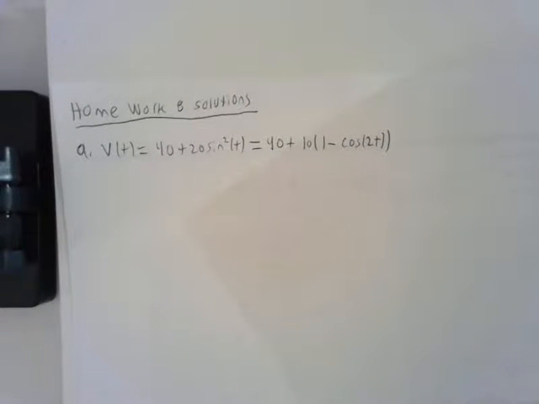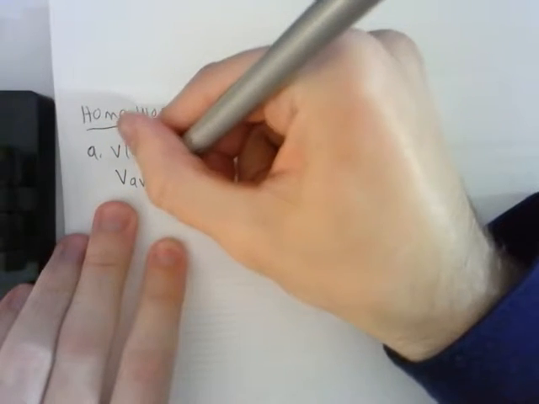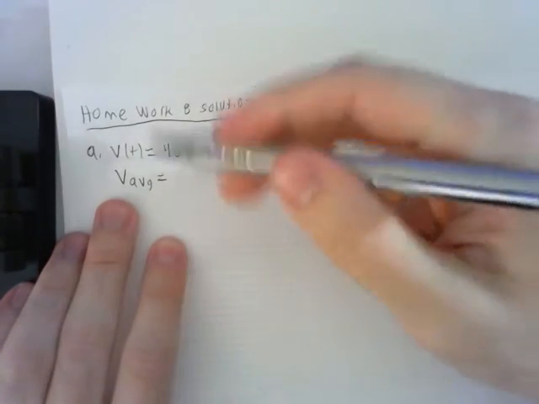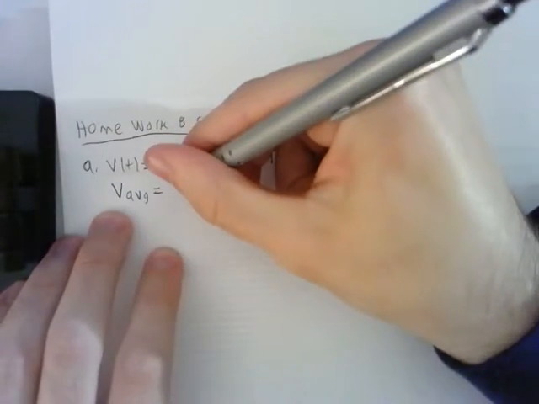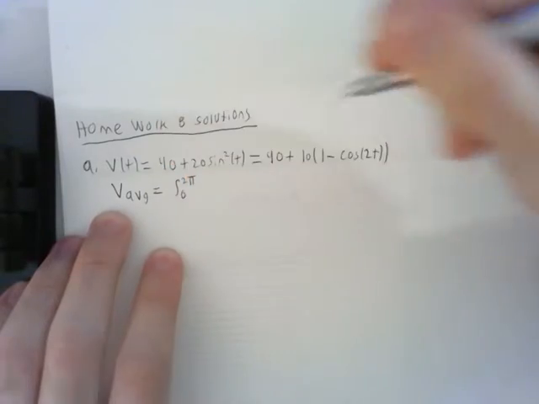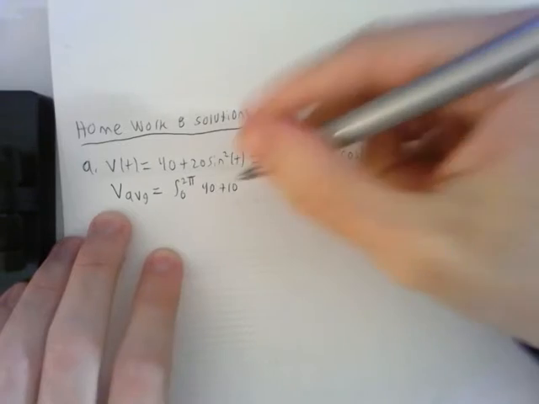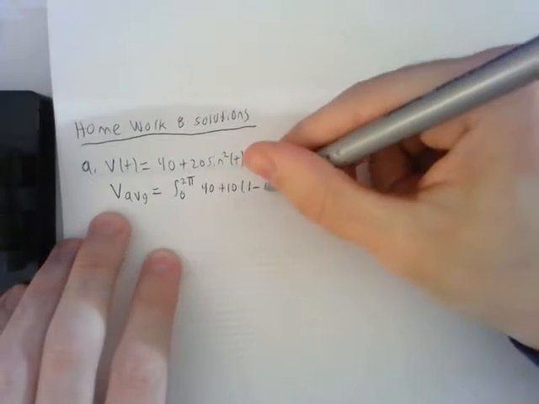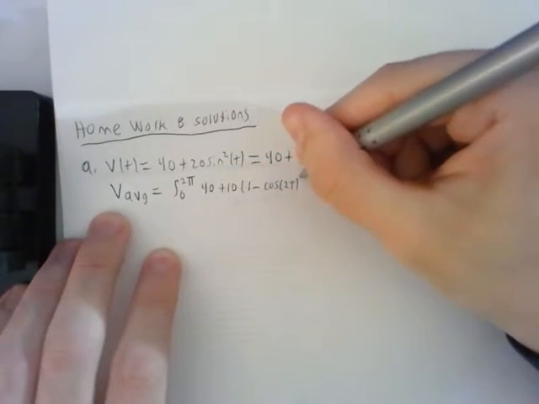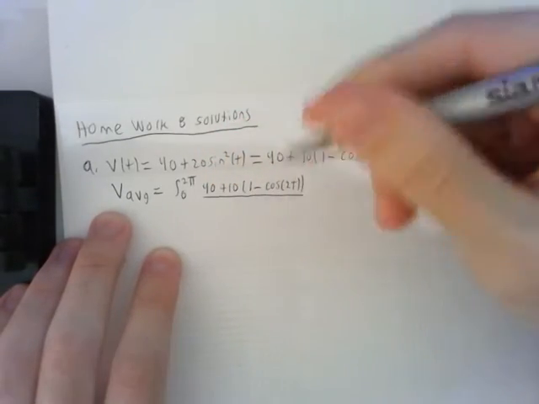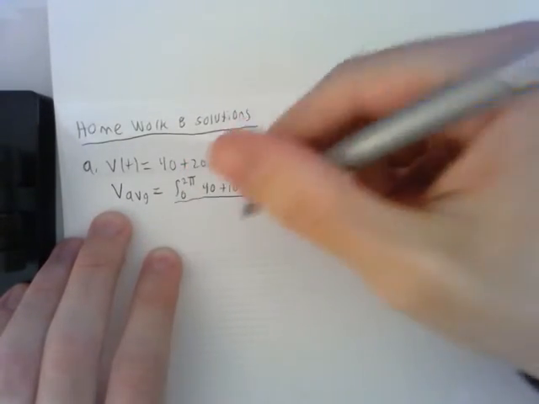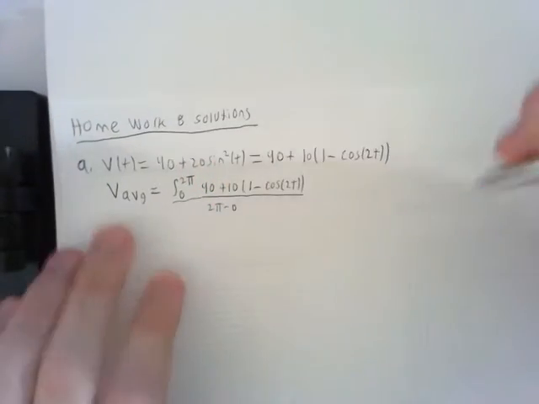So we're asked to find the average velocity of this car between 0 and 2 pi. The formula that we have from class is that the average of a function is equal to the integral of that function from 0 up to 2 pi, so we have 40 plus 10 times 1 minus cosine of 2t, divided by the length of the interval. So in this case, 2 pi minus 0.